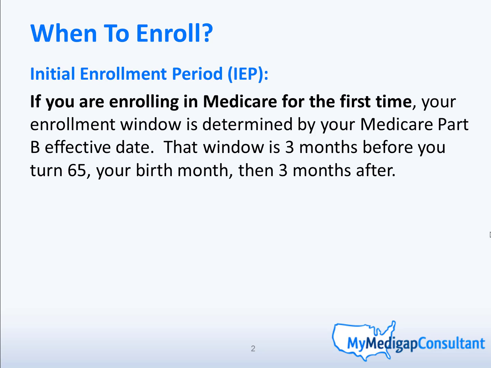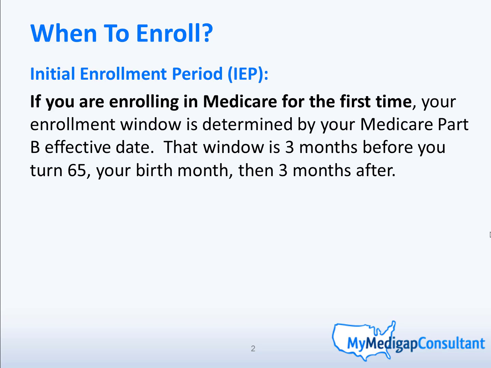So when should you enroll in your Part D drug plan? Let's take a look at that. For the purposes of this video, I'm only going to go over your initial enrollment as well as the annual enrollment period. Those are the two times that I'm going to address in this video. Your initial enrollment period starts the first month that your Medicare Part B starts. So your window to enroll in a Part D drug plan is 3 months prior to Part B going into effect, the month it goes into effect, and the 3 months after.